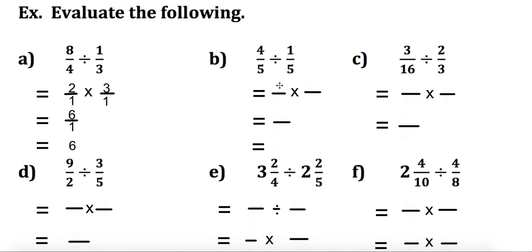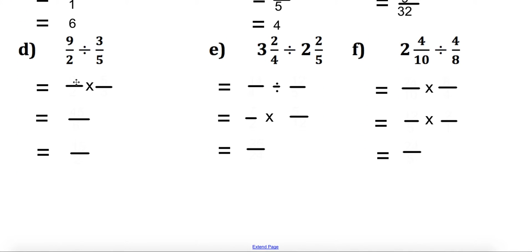Alright, let's look at this one. This one's probably a little easier to see. Alright, I've already written that multiplication sign in there, just so you remember. Okay, I'm switching the sign. It's no longer division, it's multiplication now. Switch that second one, multiply, reduce. Leave the first, change the sign, switch the second, multiply and reduce. If we look back at this last one, it would have become 4 over 1, and that's just 4.